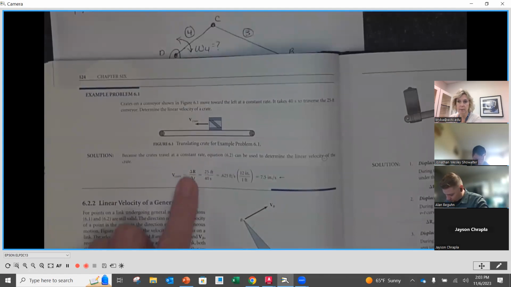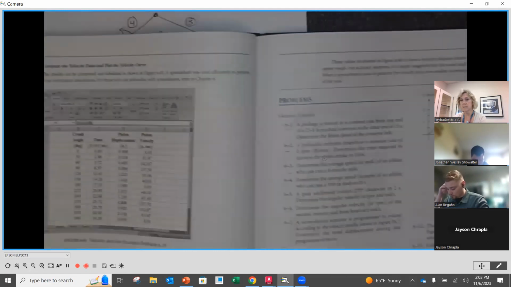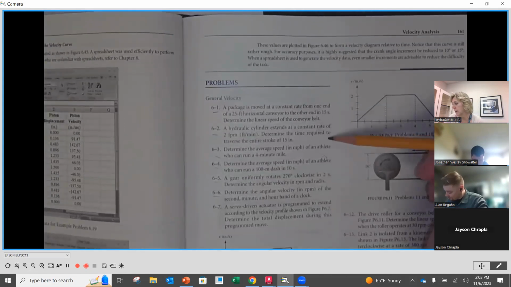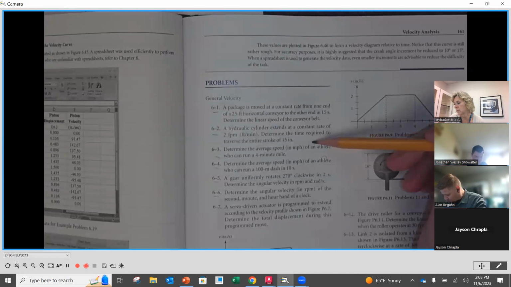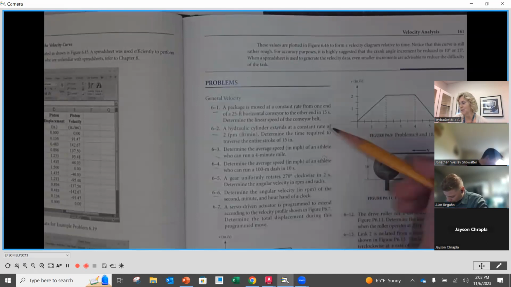And it's just taking the distance of the conveyor divided by the time it takes to go that distance, and then that's going to be your velocity in single unit increments. Okay, so that's number 1. The next one that we have here, a hydraulic cylinder extends at a rate of 2 feet per minute. Determine the time required to traverse the entire stroke of 15 inches. So determine the time.